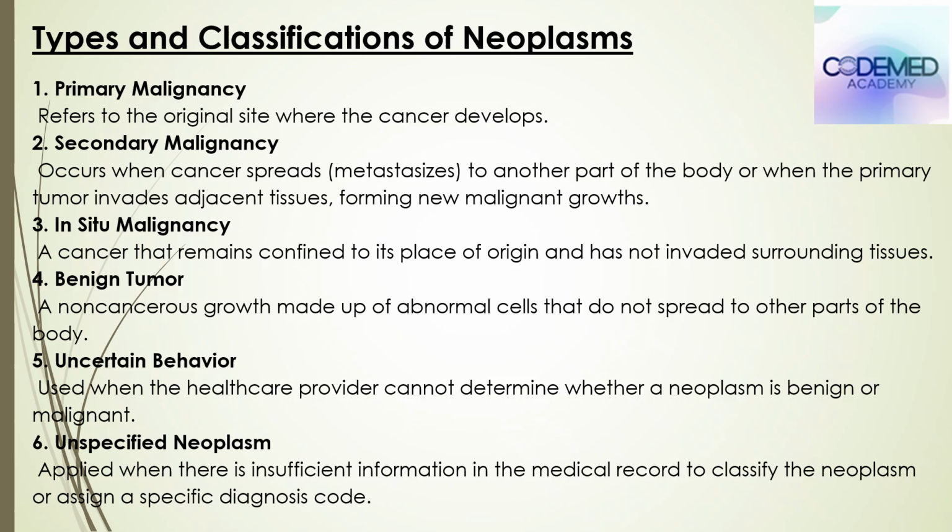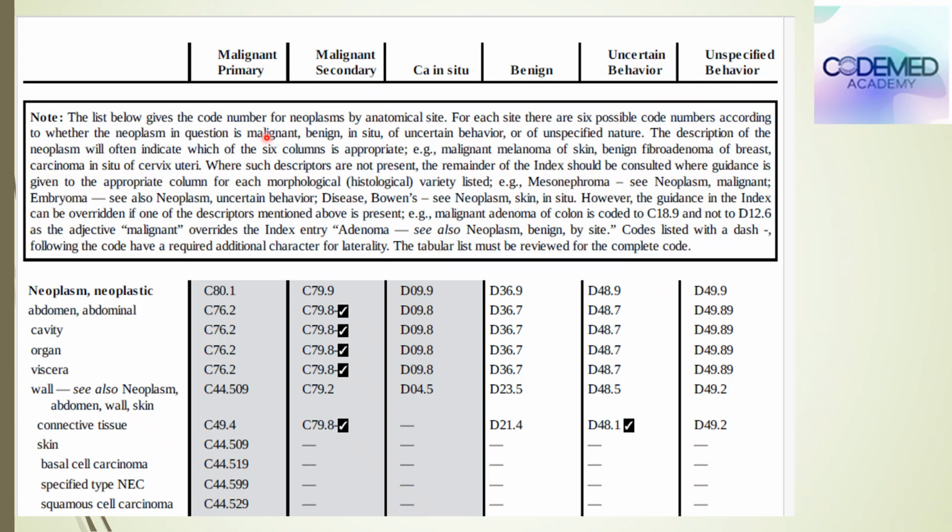Benign tumor is a non-cancerous growth made up of abnormal cells that do not spread to other parts of the body. Uncertain behavior is used when a healthcare provider cannot determine whether the neoplasm is benign or malignant. Unspecified neoplasm is applied when there is insufficient information in the medical record to classify the neoplasm or assign a specific diagnosis code. So this is the neoplasm table which is there in your book.